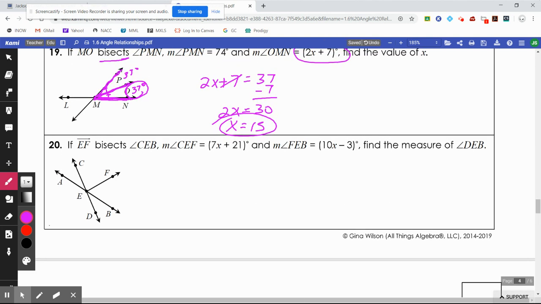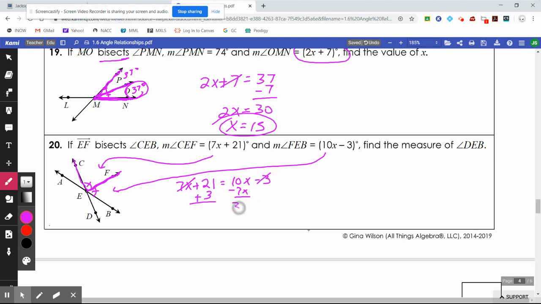Okay, last problem. If EF, again, bisects CEB, which means this angle and this angle are the same size. CEF, which is C to E to F, right here, is that size. FEB is that size. We know those two angles are equal, so 7x plus 21 has to be the same as 10x minus 3. No like terms on either side. Move 7x by subtracting it. Move minus 3 by adding it. Always do the opposite. It gives me 3x is 24, so x must be 8.